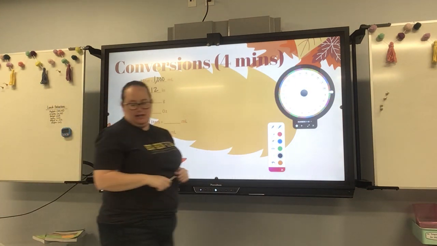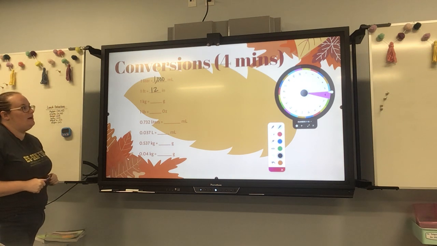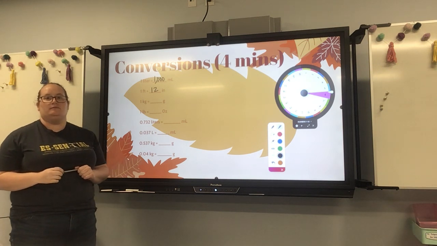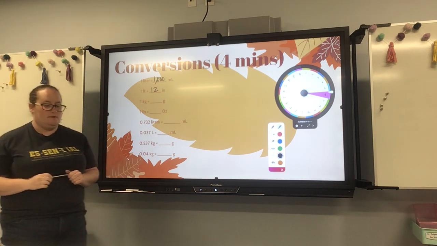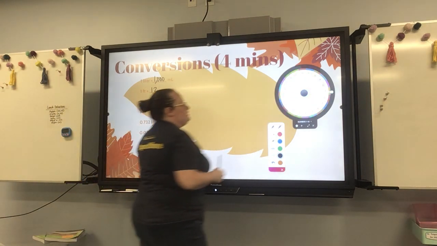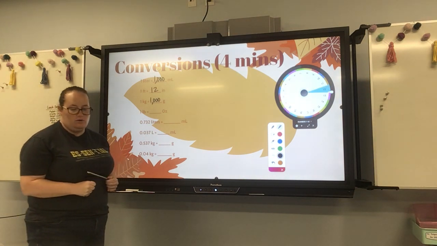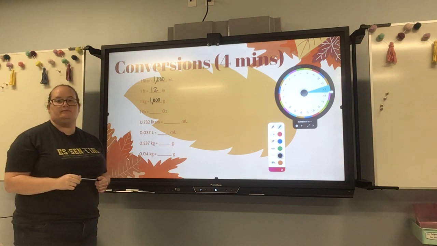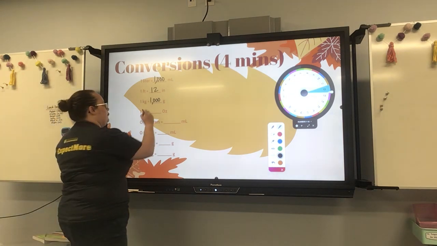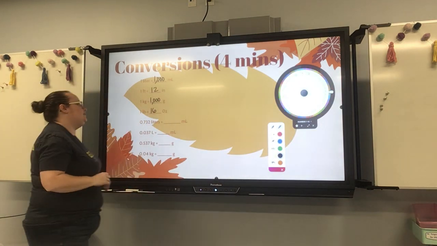How many grams is in a kilogram? Number 6. Very good. It would be 1,000. Okay. How many ounces is in a pound? Very good. It is 16. Now we're going to get a little bit trickier, but we can do it.